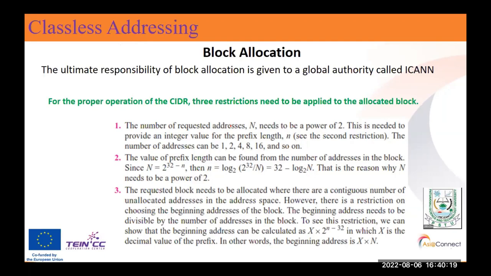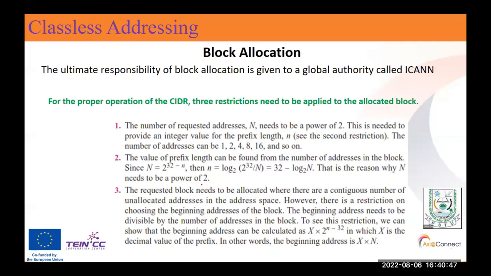And secondly, the value of the prefix length can be found from the number of addresses in the block. Since N equals 2 to the power of 32 minus n, we just need to use the log operation. Then n equals log 2 of 2 to the power 32 divided by capital N. So in that case, n equals 32 minus log 2 N. This is the main issue. So how can you calculate the subnet ID, or sorry, the prefix length?